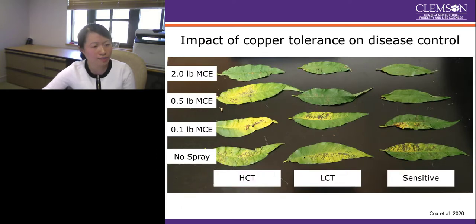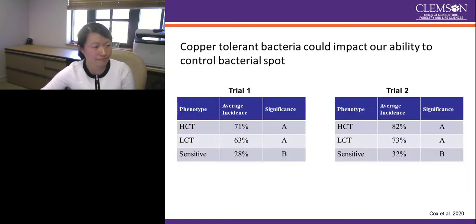So here is another picture showing you the disease severity on the leaves from our greenhouse trial. It basically shows the same trend as what we discussed in the previous graph. And here's another summary table showing you that the copper tolerant bacteria could impact our ability to control bacterial spot. After the copper treatment, the copper tolerant bacteria still cause a significantly higher amount of disease compared to the sensitive bacteria.